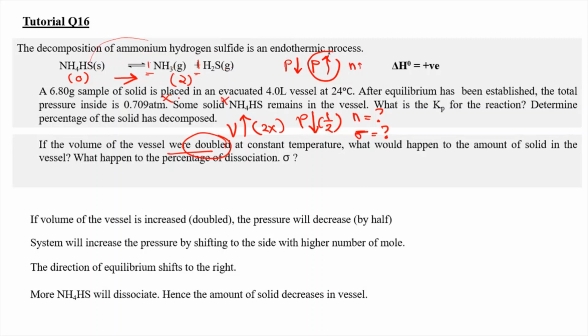Okay, and because there is more NH4HS that is being dissociated, it means that the value of X here will get higher and higher because lagi banyak dia akan terurai untuk membentuk NH3 and H2S. And as a result, the alpha will also increase because alpha is related with X. So when X increases because of the dissociation, alpha is going to increase as well for the degree of dissociation. Okay, so this is how we answer question number 16.